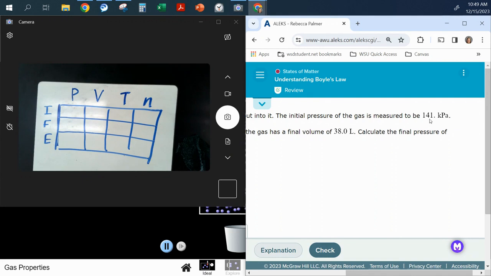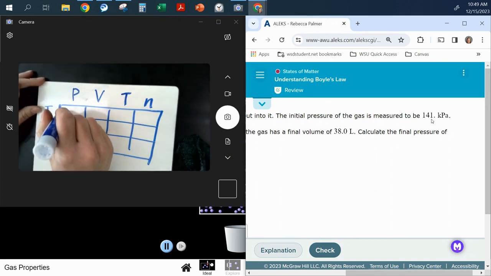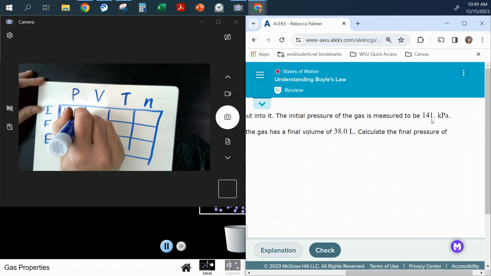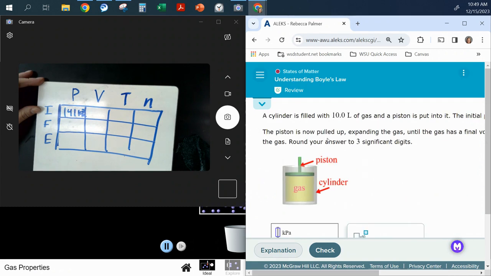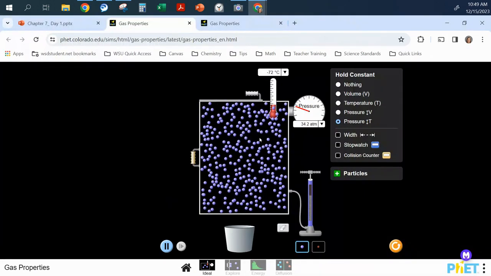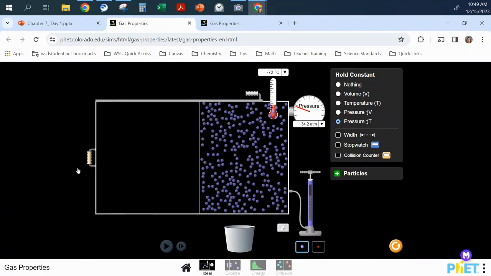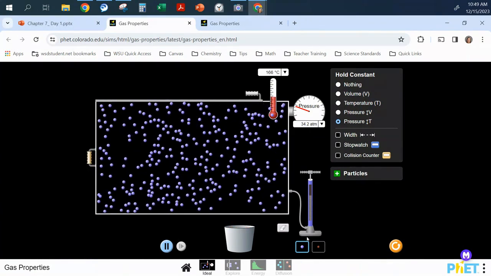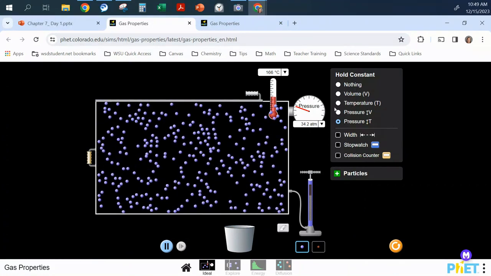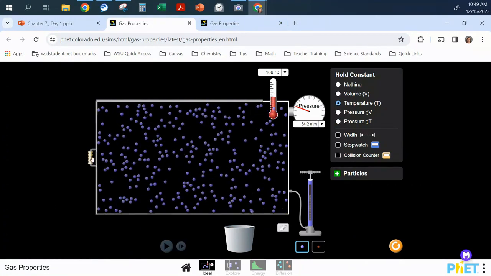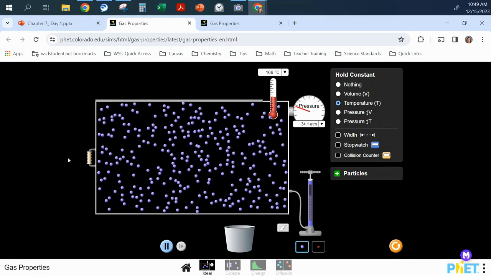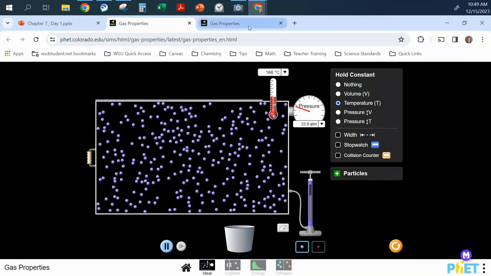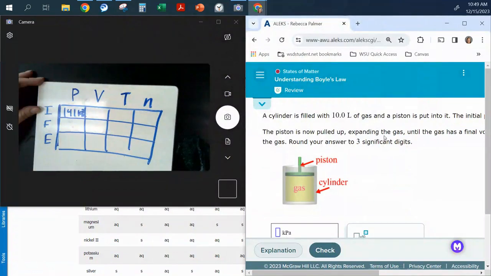So this one we have a pressure of 141 kilopascals. That's initially. And then it says the piston is now pulled up. So they pulled up the piston. So kind of like in here, if we pull up the piston, we're like opening the box. Okay. So they opened the box. Oh, and what happened? Our temperature was constant. So that's like this. So if we have our system and we open the box, what's going to happen to our pressure? Should decrease. Okay, good. So that would be our expected, what we expect to happen.